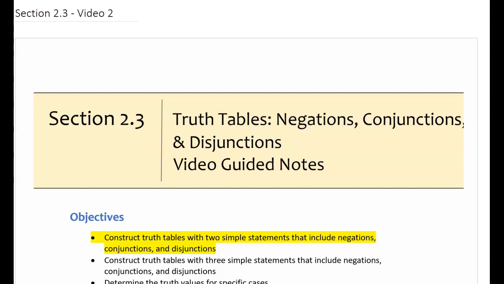Section 2.3, Truth Tables, Negations, Conjunctions, and Disjunctions, Video 2. The objective we will cover is to construct truth tables with two simple statements that include negations, conjunctions, and disjunctions.